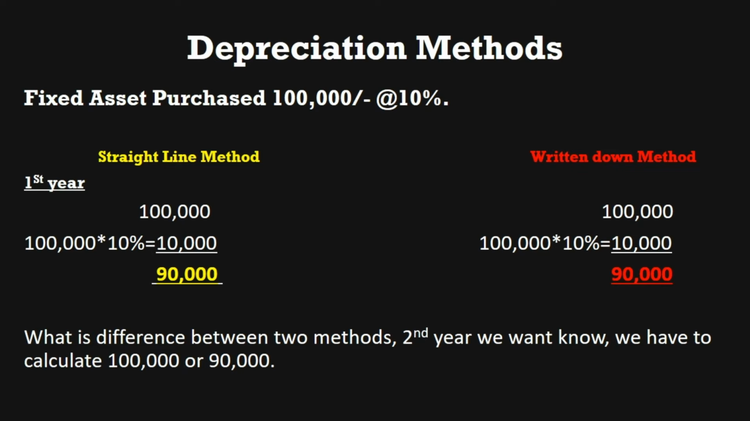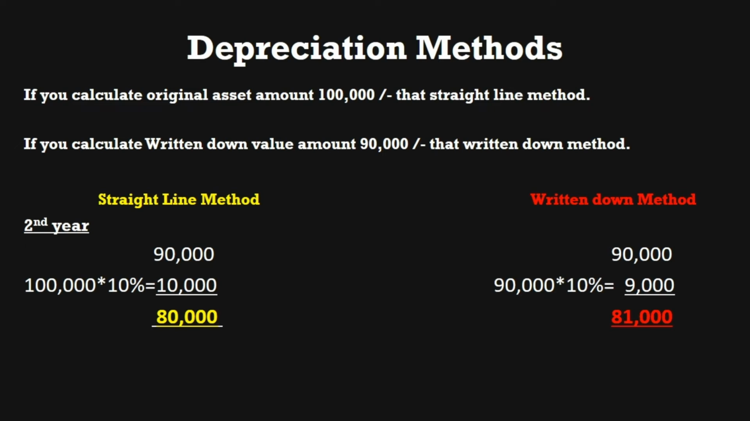Let's see how we calculate the next year. If you calculate on the original asset amount of 1 lakh, that is the straight line method. If we calculate on the written down value amount, that is the written down method. You understand clearly, correct? This is not complicated. It's very easy, very straightforward.